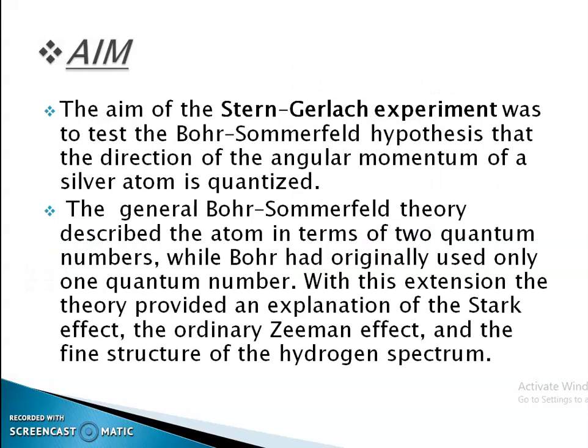The main aim of the Stern-Gerlach experiment was to test the Bohr-Sommerfeld hypothesis that the direction of the angular momentum of a silver atom is quantized. Now, Bohr had originally used only one quantum number. Sommerfeld modified Bohr's theory to be known as the Bohr-Sommerfeld theory that describes atoms in terms of two quantum numbers.